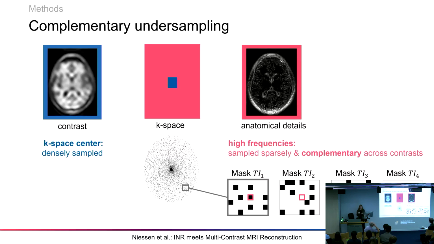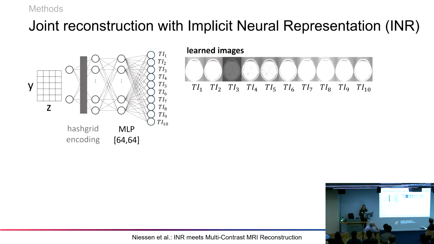Now, in order to use this complementary acquired data, we have to reconstruct the data jointly. The way we do this is with an implicit neural representation network, and you can here see different training epochs. Now I'm going to go into more detail how this works.